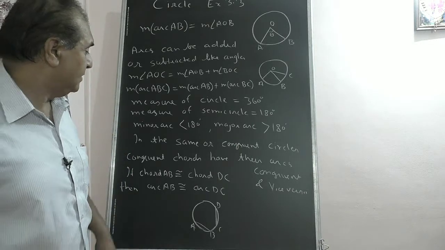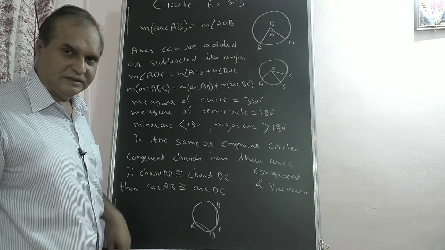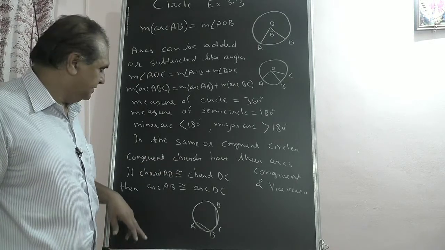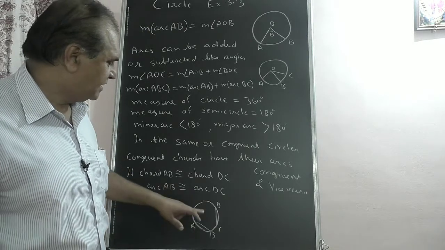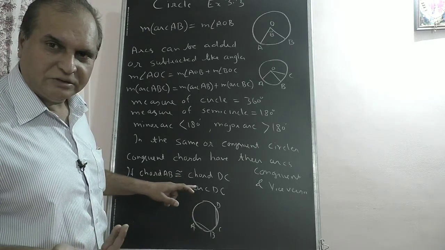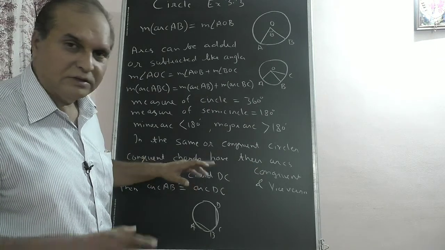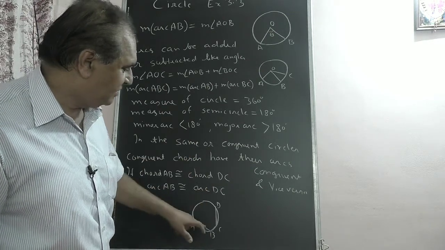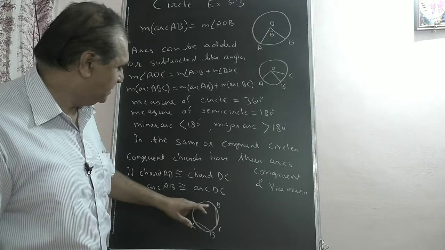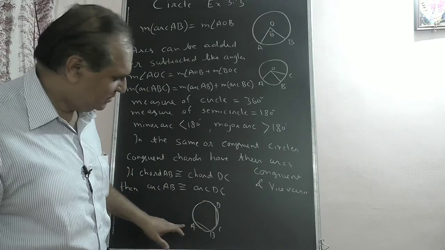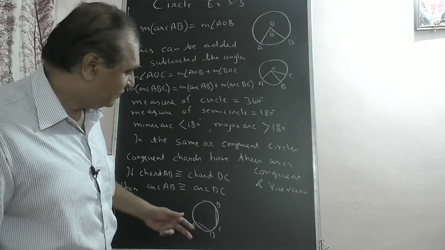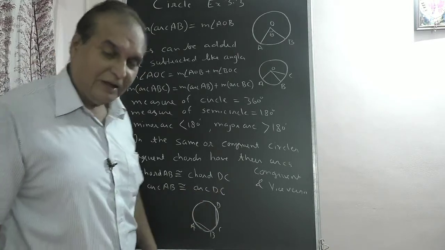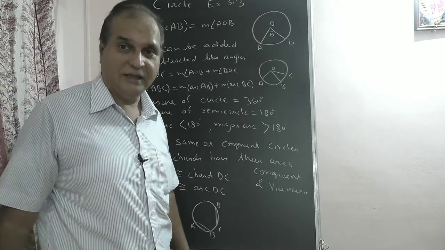Okay. In the same or congruent circles, congruent chords have their arcs congruent and vice versa. See, this is the same circle, radius the same. Congruent circles are just two different circles with same radius. If chord AB congruent to chord DC, what does this mean? Arc AB congruent to arc DC. And if arc AB congruent to arc DC, chord AB congruent to chord DC. Later on I am going to prove all the theorems together.